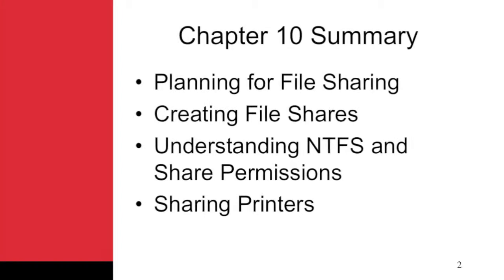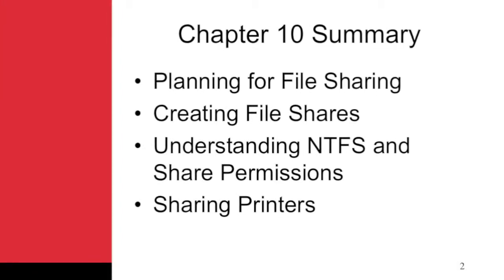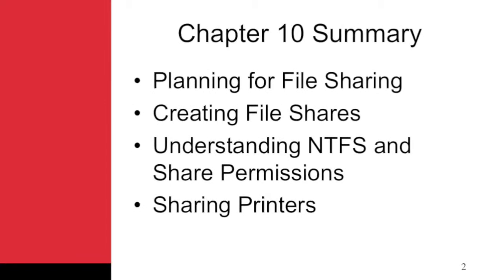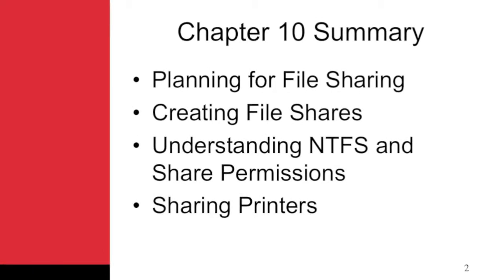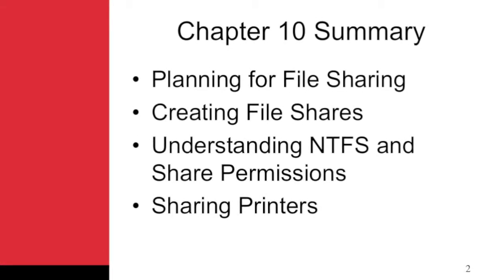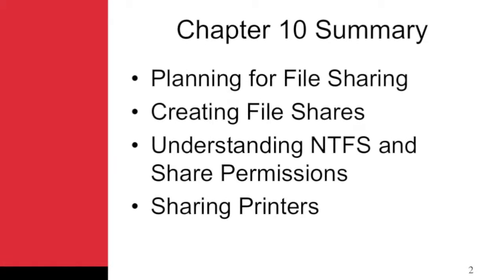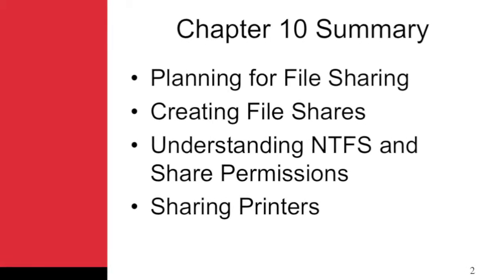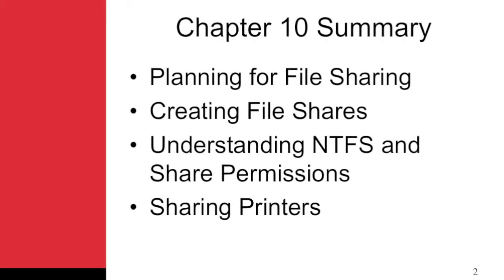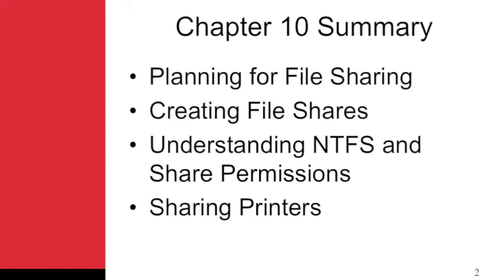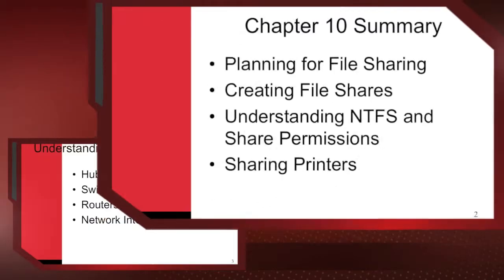One of the primary reasons for implementing a network is to share data. Windows 7, like all Microsoft operating systems, has the capacity to share data as well. In fact, it has the same capabilities for sharing data as Windows Server, with the exception that Windows Server can handle many more concurrent connections. In this chapter, you will learn about creating network shares and in the process explore the following topics: planning for file sharing, creating file shares, understanding NTFS and share permissions, and sharing printers.